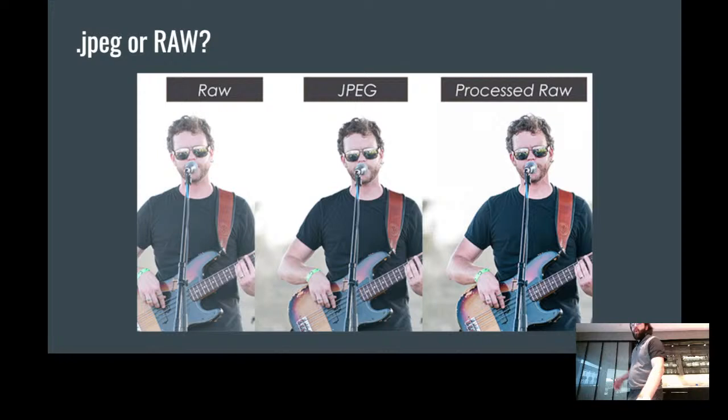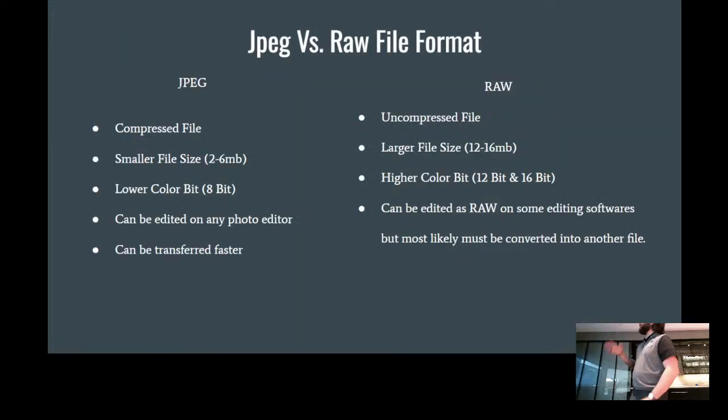Why does a RAW file have the ability to look better than a JPEG? Well, there's a lot of different things, but to sum it up quickly, a JPEG is a compressed file. It's a smaller sized file, so 2 to 6 megabytes on average. The color bit depth is low, 8-bit. It can be edited on any type of photo editor, it doesn't matter how cheap or expensive. It can be transferred much faster.